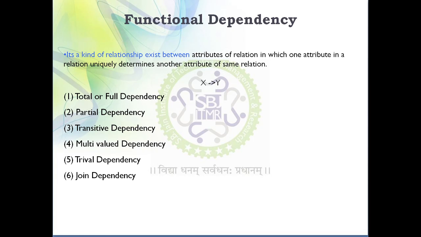So here we are going to discuss the concept of functional dependency. Functional dependency is a kind of relationship that exists between attributes of a relation in which one attribute uniquely determines the value of another attribute. So I will give a simple example to illustrate the concept of functional dependency.